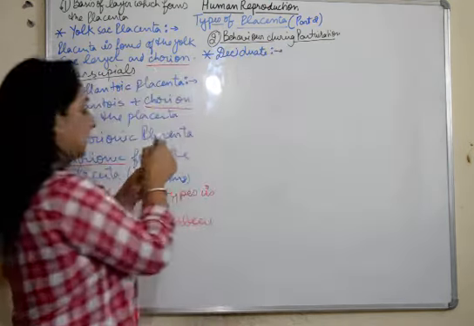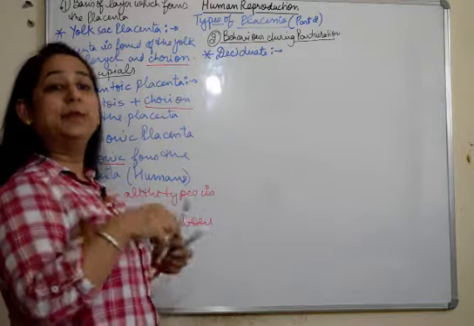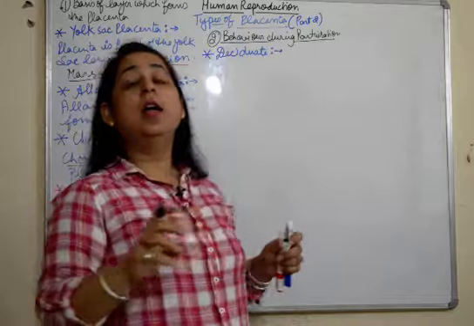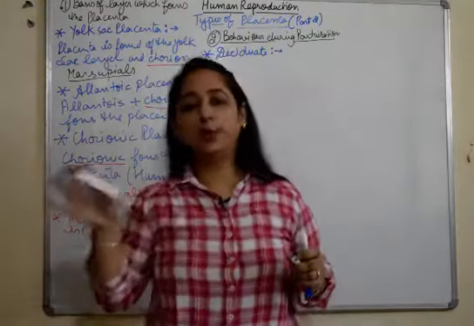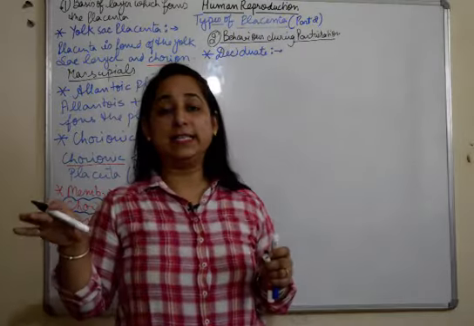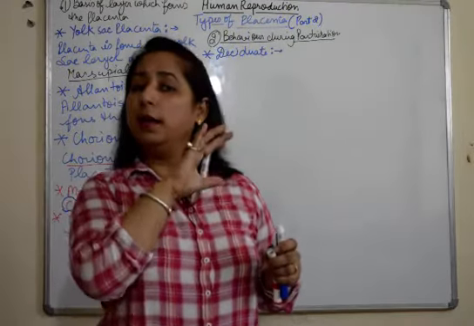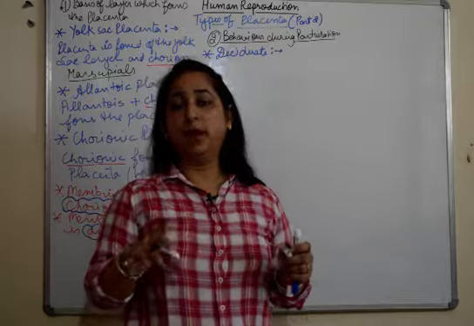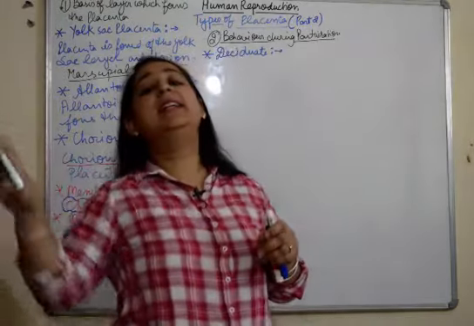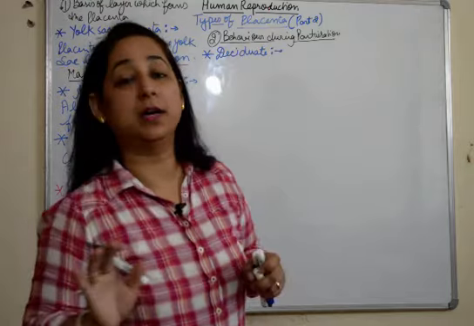A deciduate type of placenta is the one wherein the decidua and the fetal part, we have already discussed when we were discussing placenta, that the maternal part is known as decidua and the fetal part is the chorionic villi part. So herein the fetal part and the maternal part, all the parts are expelled out from the mother's body after the birth of the child.